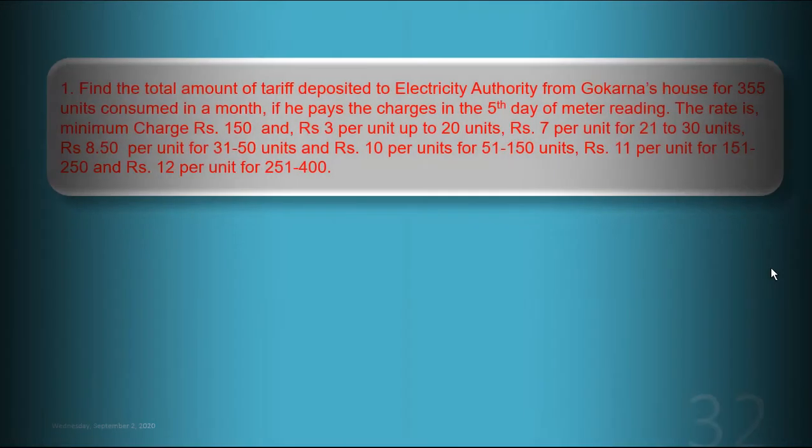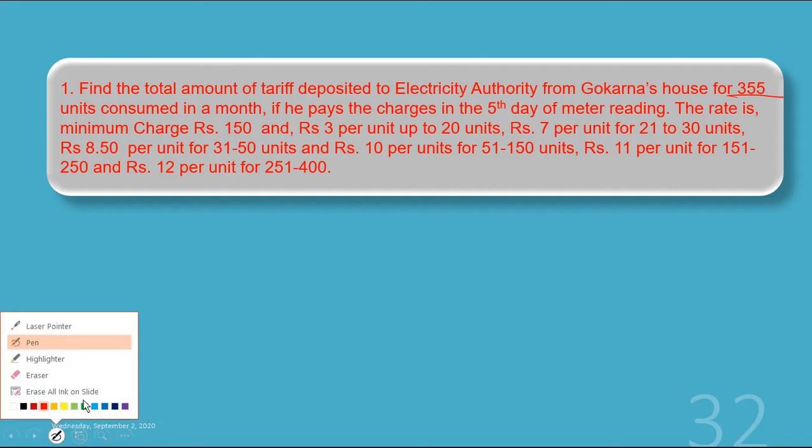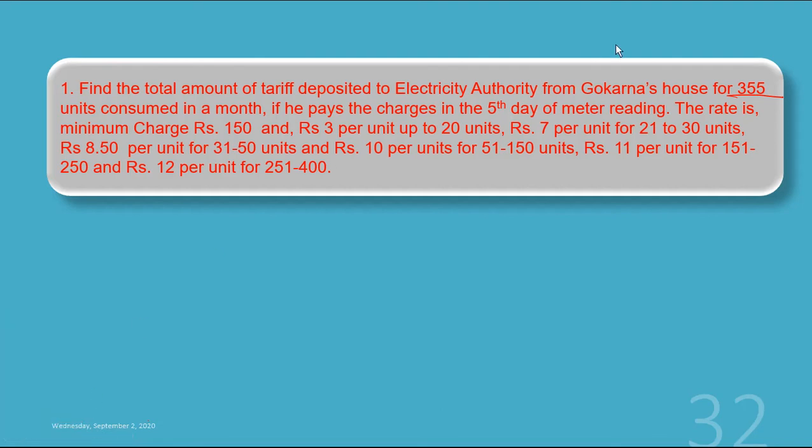Now we can go through it. Find the total amount if the units are 355 units. We need to find it for 355 units. The minimum charge is 150 and the other rates are given. Let's discuss now.